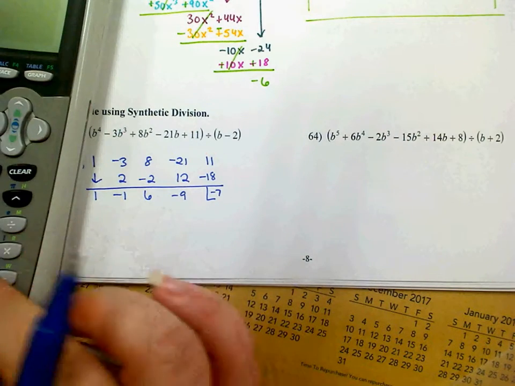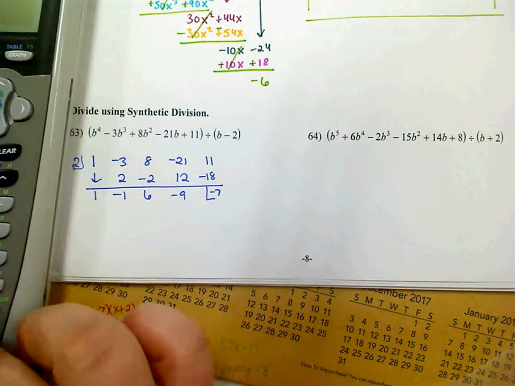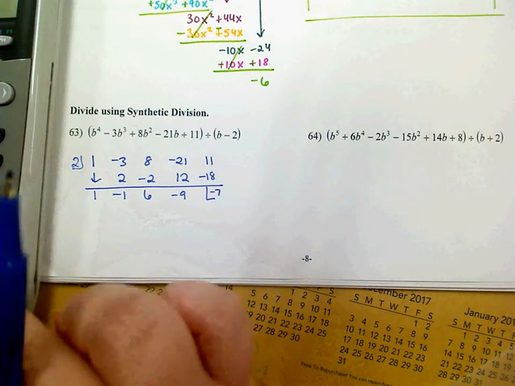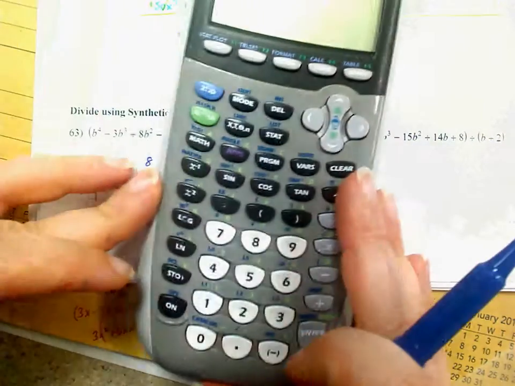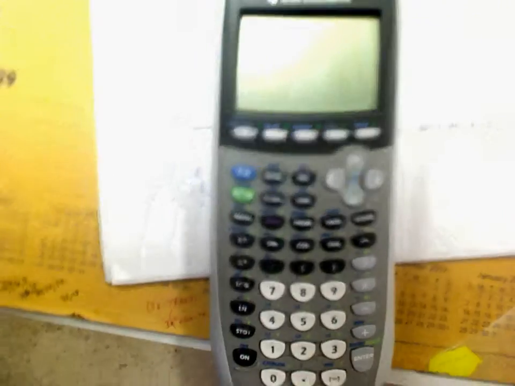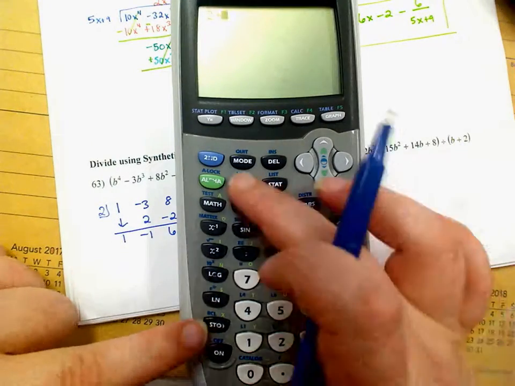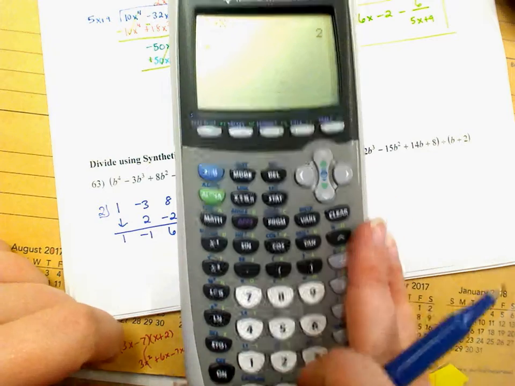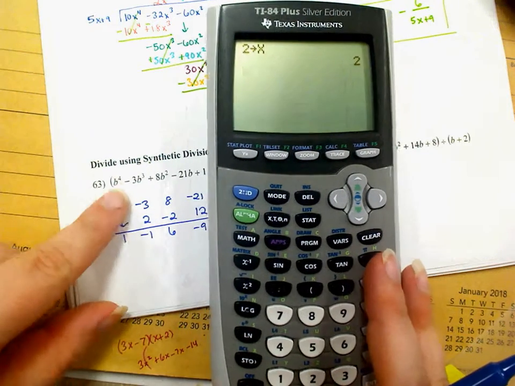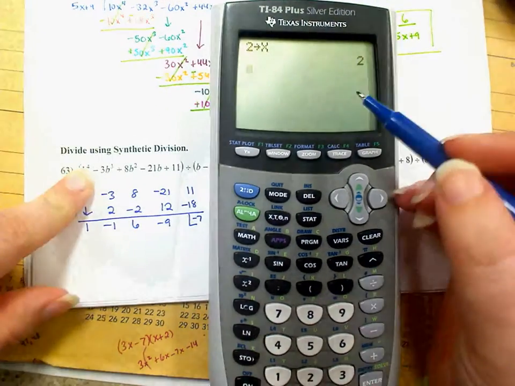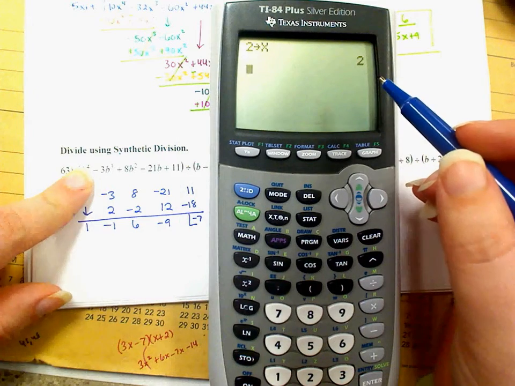I'm going to say 2 store. You can't even see what I'm doing. Okay. So 2 and then store, this button right here, store x. So remember, if I just type in this function now, and I stored x as 2, then whatever I get, I should get negative 7. If I don't, then I did something wrong.